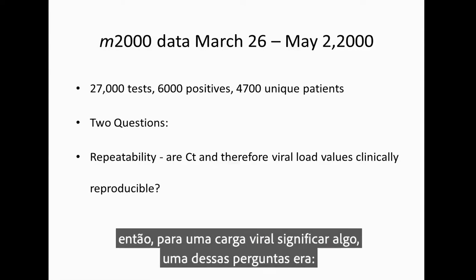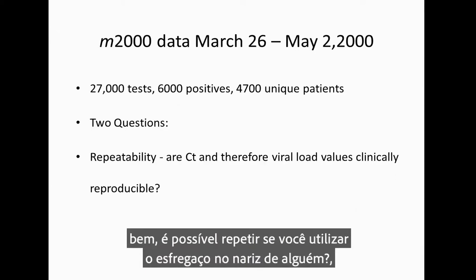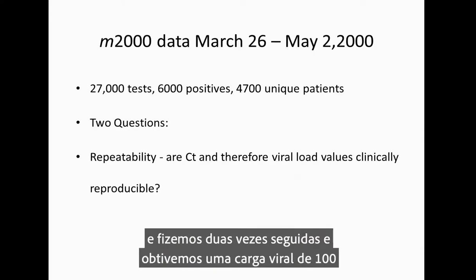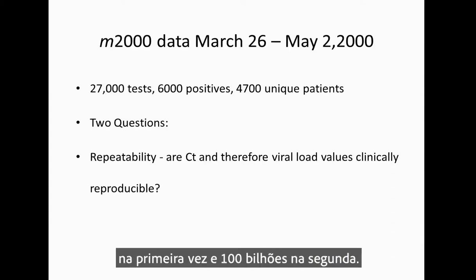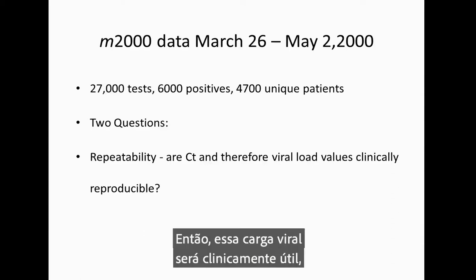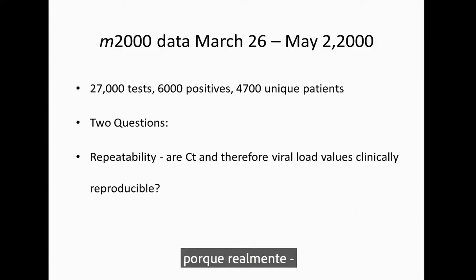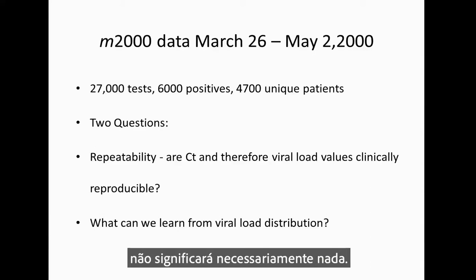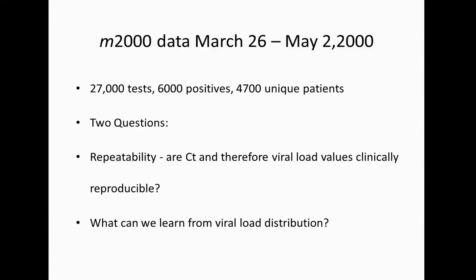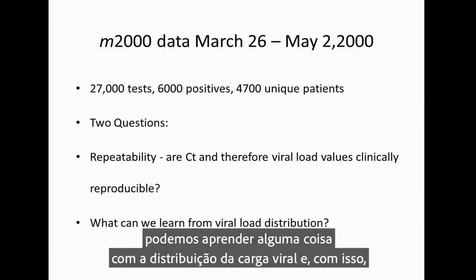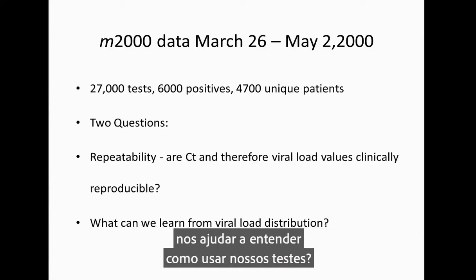So for a viral load to mean something, one of the questions was, well, is it repeatable? If you swabbed someone's nose twice in a row, and you got a viral load of 100 one time and 100 million the second, then viral loads would not be clinically useful because they wouldn't necessarily mean anything. And the second question was, can we learn anything from the viral load distribution, and would that help us understand how to use our testing?